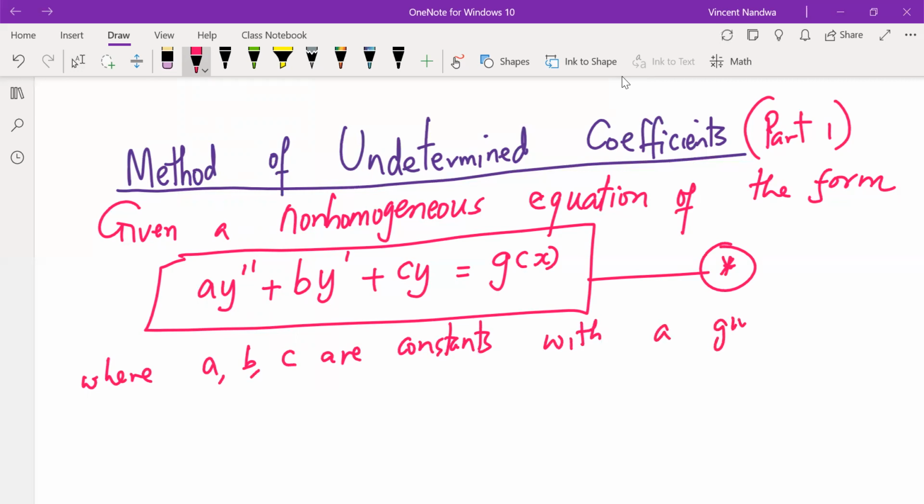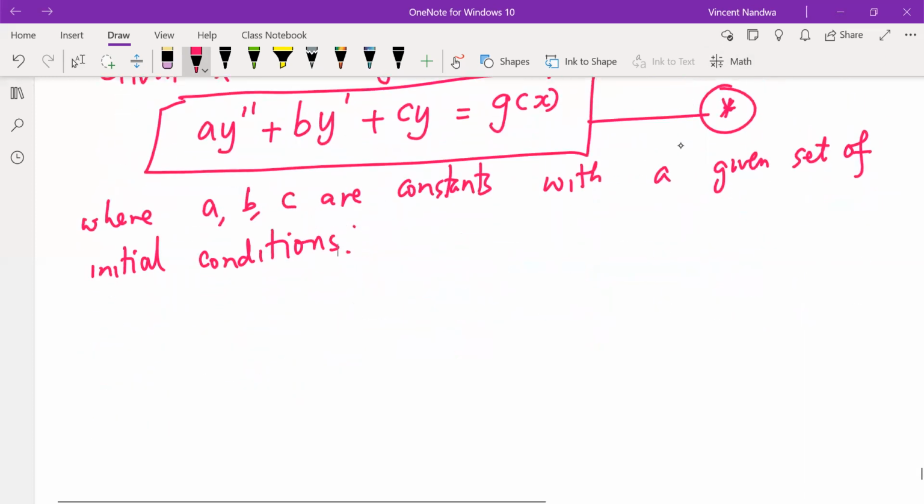With a given set of initial conditions. Then we are interested in finding the solution of the star equation. So the steps are: 1, find the general solution of the corresponding homogeneous equation.